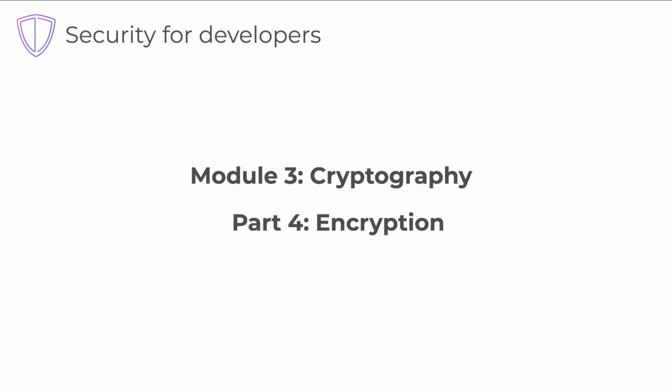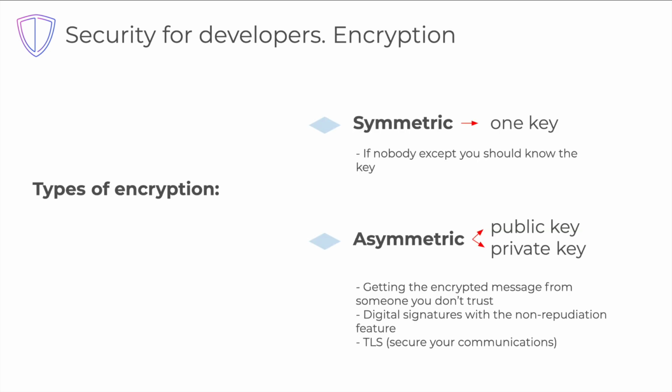Finally, let's check out encryption. There are two types of encryption: symmetric and asymmetric. Symmetric encryption uses a single shared key. This type is used when nobody else needs to know about the transaction. For asymmetric encryption, a pair of public and private keys are used.